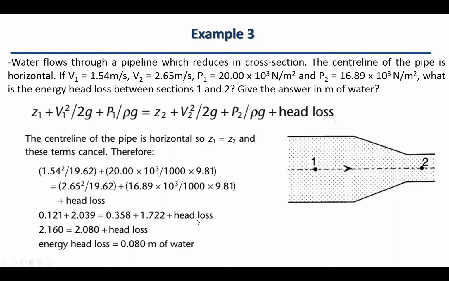So if you rearrange this one and calculate everything, at the end the head loss is going to be 0.08 or 80 meters of water. So that's the energy head loss. So this is the third example of the Bernoulli equation.